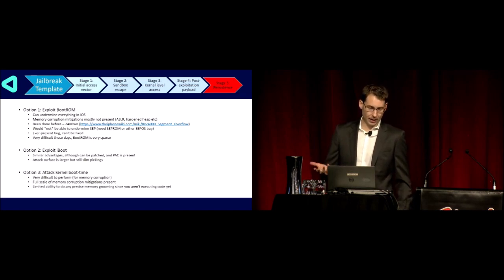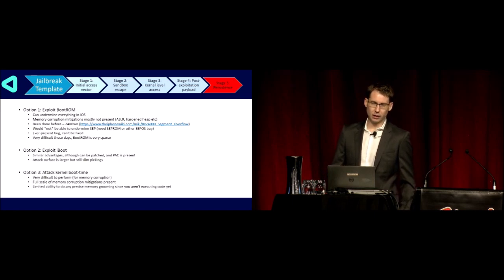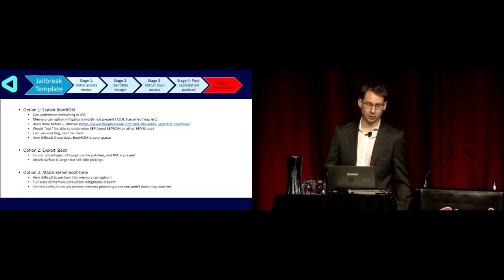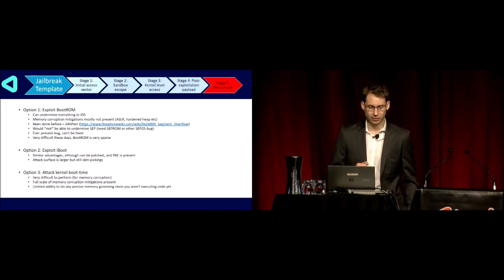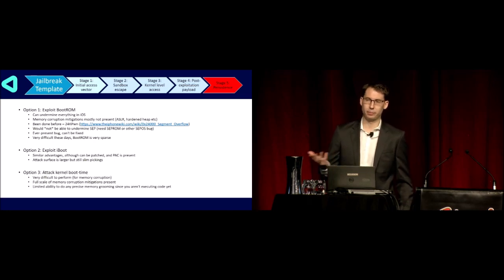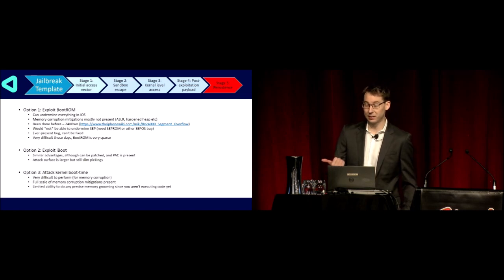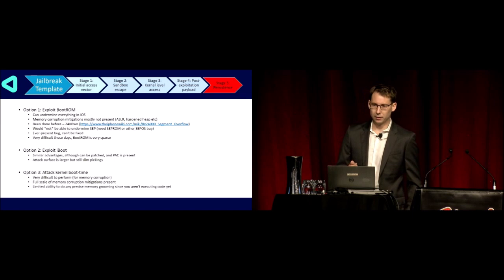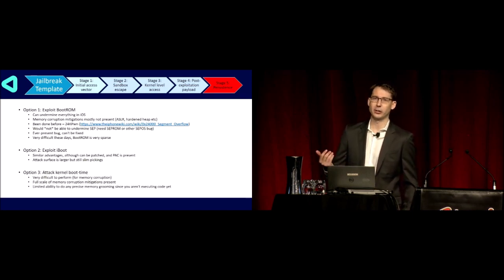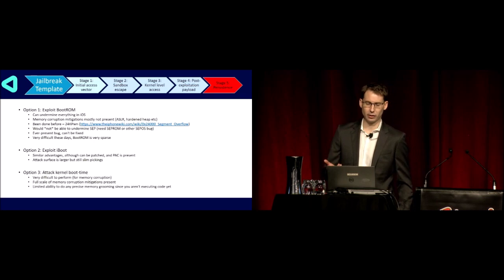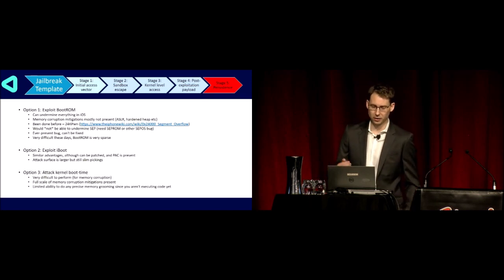The next stage is attacking the kernel itself. I feel this is a very difficult target to attack if you're going for a memory corruption type flaw, because basically the full scale of memory corruption mitigations are present. You have to contend with ASLR, you have to contend with PAC perhaps, heap hardening, all that kind of thing. And because you're not actually executing code yet, your ability to groom memory and perform race conditions and stuff is very low to non-existent. So it's a very difficult target.